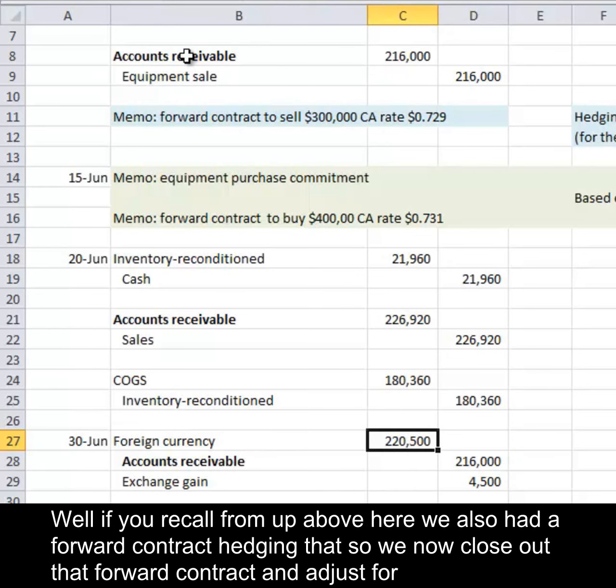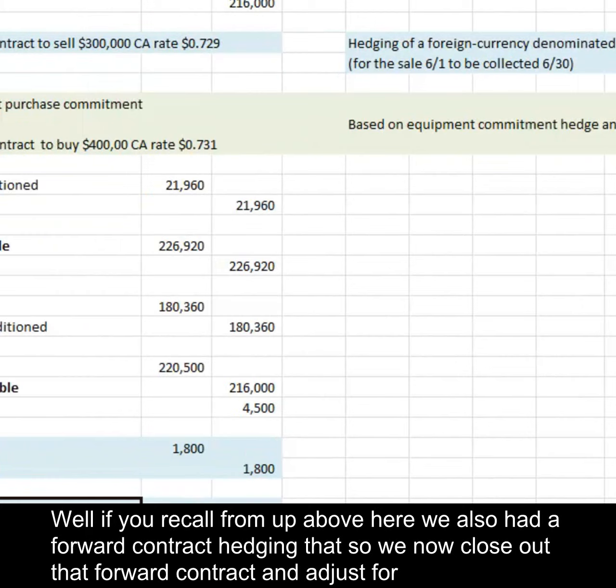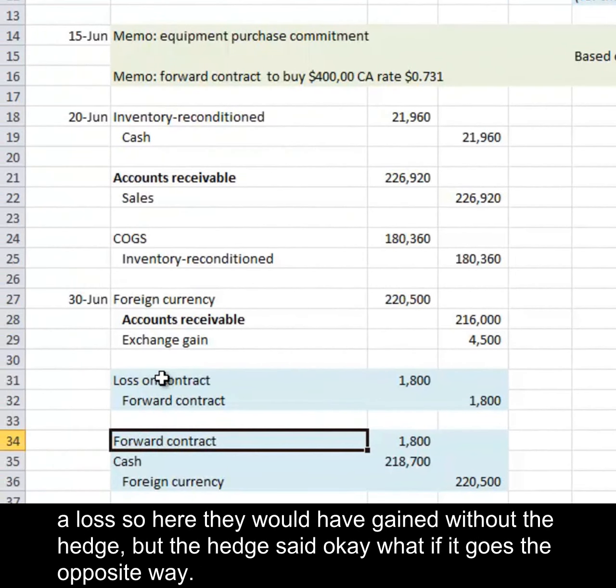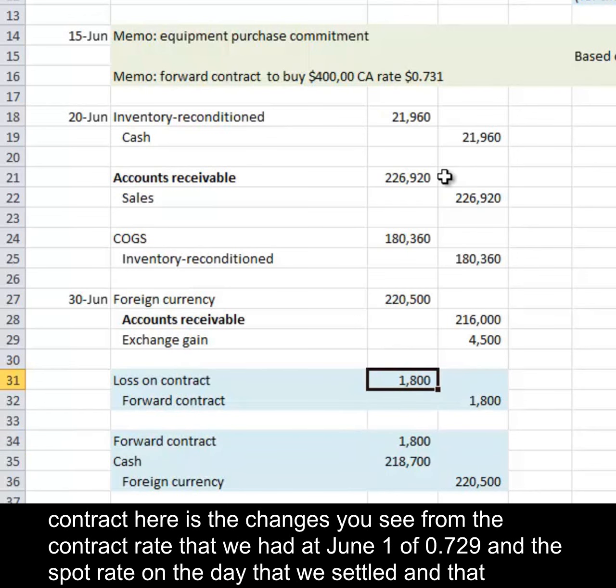Well, if you recall from up above here, we also had a forward contract hedging that. So we now close out that forward contract and just for a loss. So here they would have gained without the hedge, but the hedge said, okay, what if it goes the opposite way? So here the gain is reduced, but we still have a net gain, and they still had a positive impact from this transaction.